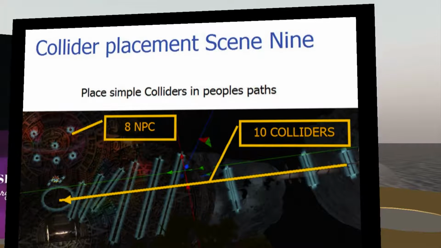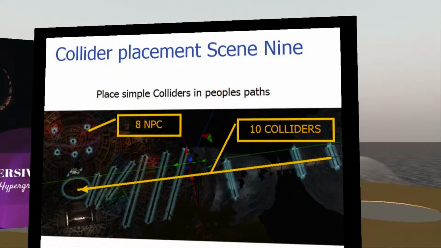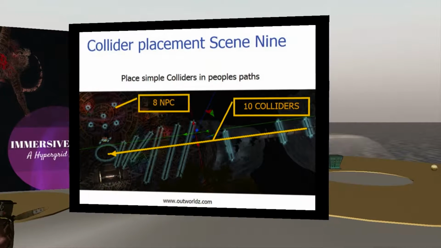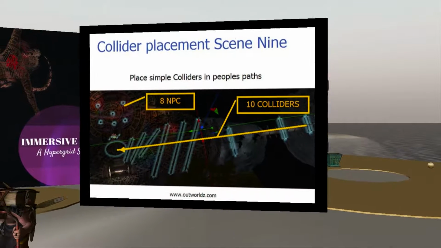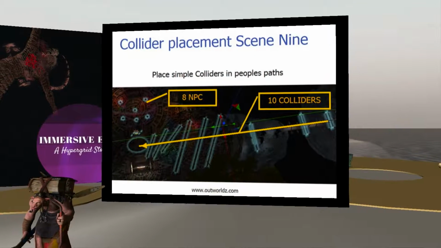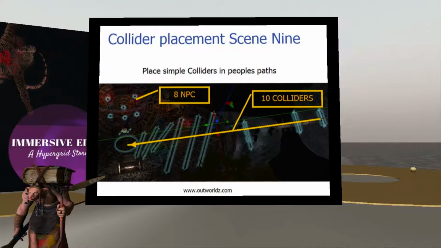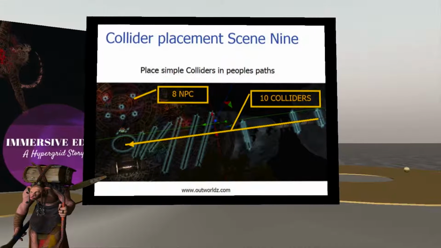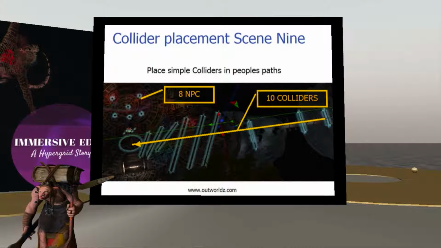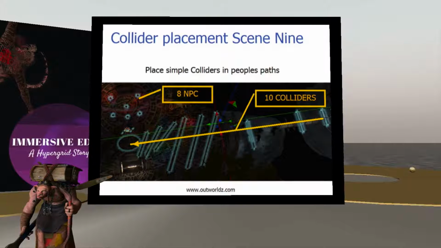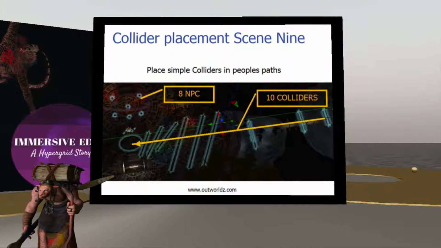This is the collider placement in scene 9. I think there's 10 colliders, 8 NPCs, all controlled by note cards in one script. This is pretty straightforward to develop once you sort of get a written story. So there's a lot of stuff done here in these various sims. There's 10 sims worth, some with multiple levels, all of them using NPCs to tell story with a variety of these scripts.